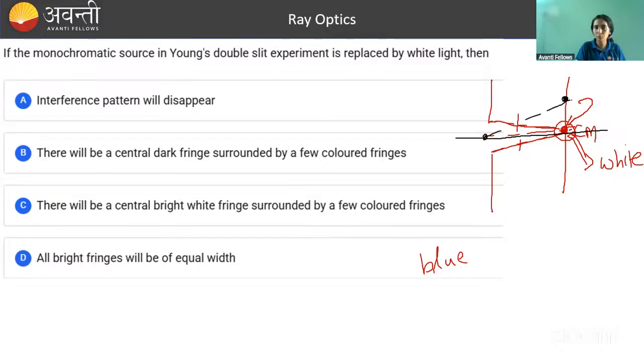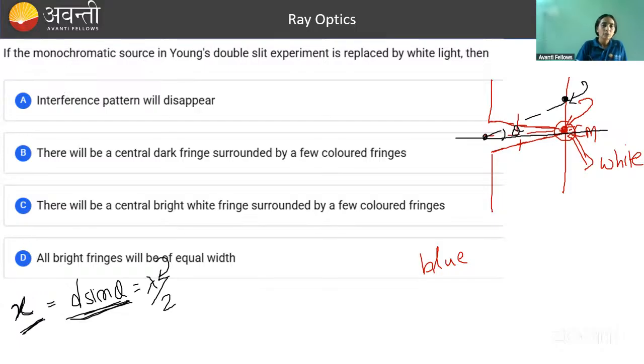So for minima we know that d sine theta should be equal to lambda by 2 for the first minima. And this d sine theta is a certain distance. Let's say this is x. And for any wavelength of light to be minima here, this lambda by 2 should be equal to x. Okay. So first, which color of light will get equated to x? Whichever has the smallest wavelength.